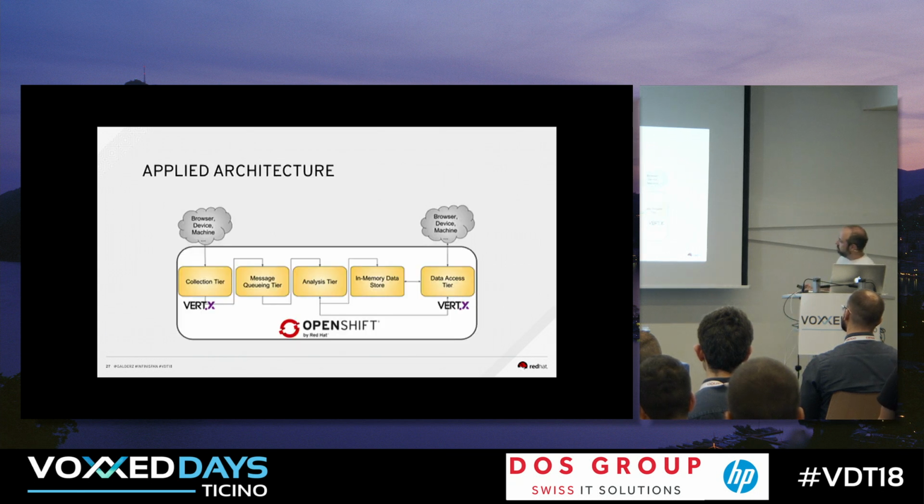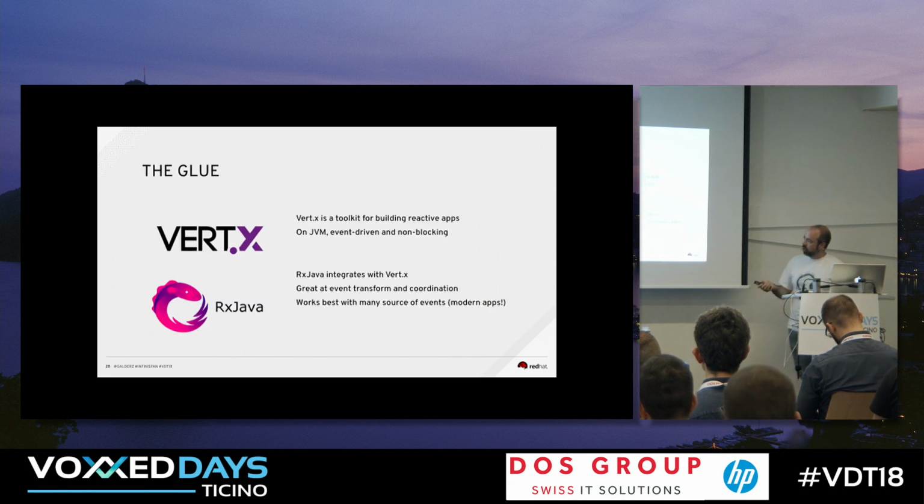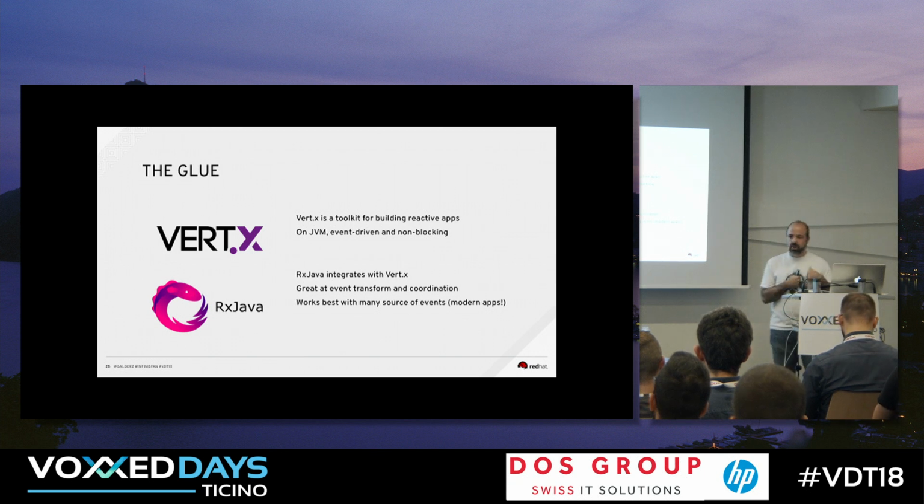Then the next step is we're going to be using something called Vert.x, which we'll use at the end, because it enables us to abstract the collection and the data access tiers. On top of that, we are going to combine it with something called RxJava. Essentially, Vert.x itself is a toolkit for building reactive applications. It has a lot of APIs for working with HTTP, WebSockets, SockJS, file-based systems, etc., in a reactive way. So it's always event-driven and non-blocking, which is really good for this kind of application.